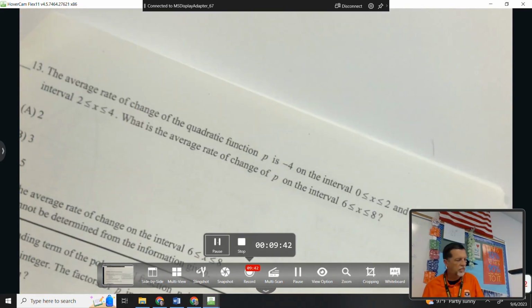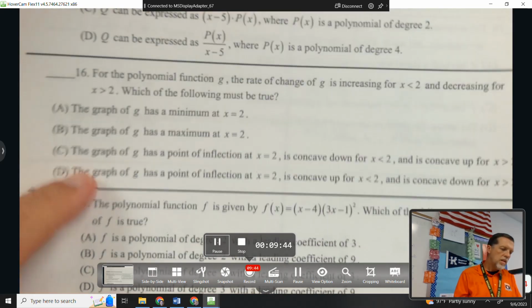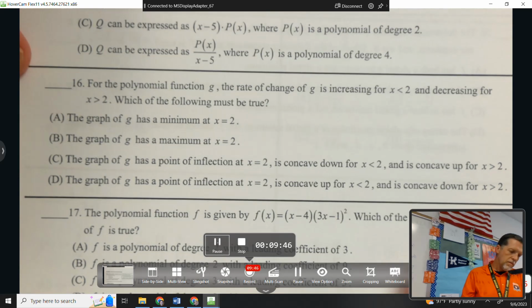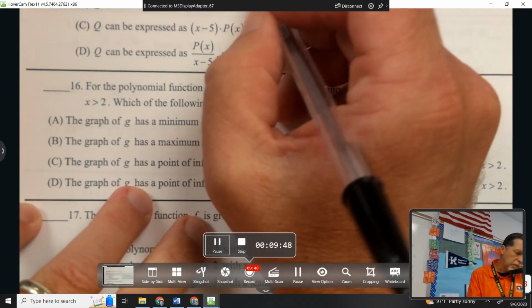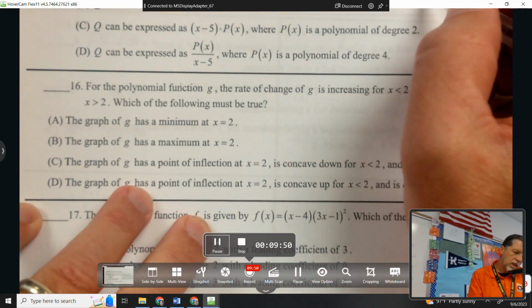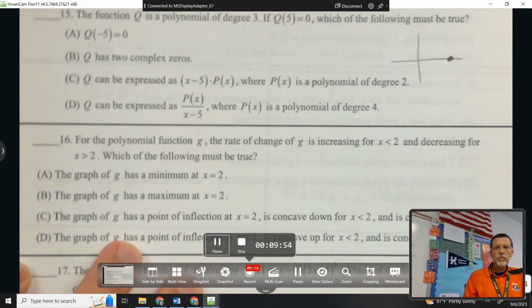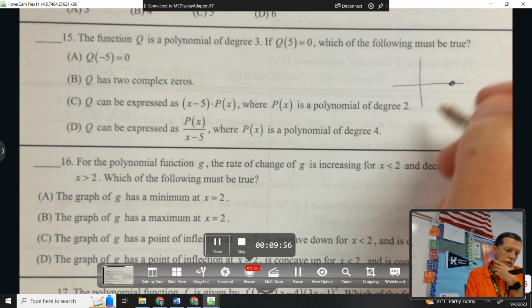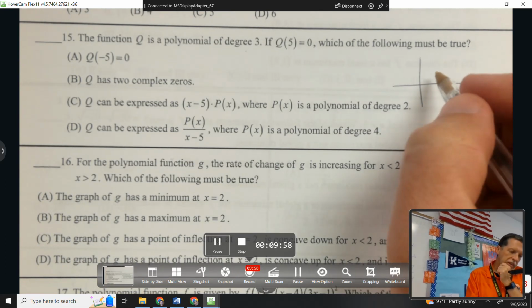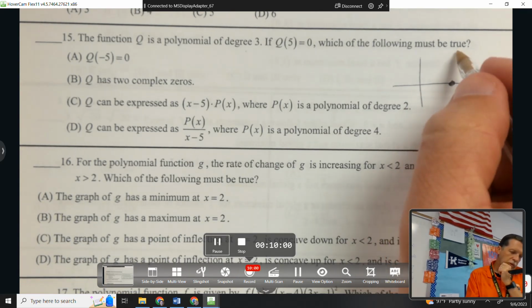Number 15. A function q is a polynomial of degree 3 if q of 5 equals 0. I don't know that a picture is necessary, but it kind of helps me think about this. Which of the following must be true?